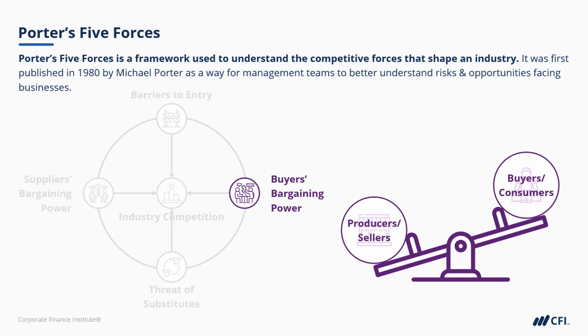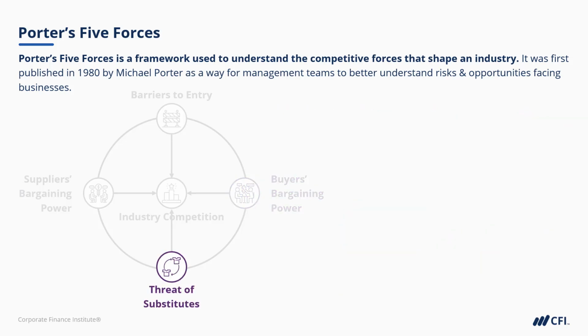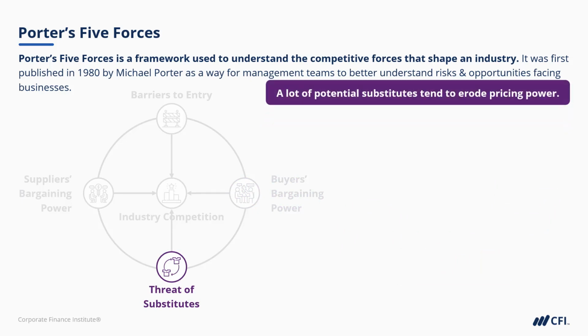Customer bargaining power represents the leverage that buyers have over producers or sellers of services, which in turn has a direct impact on margins. When buyers have ample alternatives, it gives them bargaining power since they can move to a cheaper option or an option that's more well-suited to their needs, thus reducing a business's pricing power. This sort of dovetails with the threat of substitutes. When there are a lot of potential substitute products or services, it severely erodes pricing power.